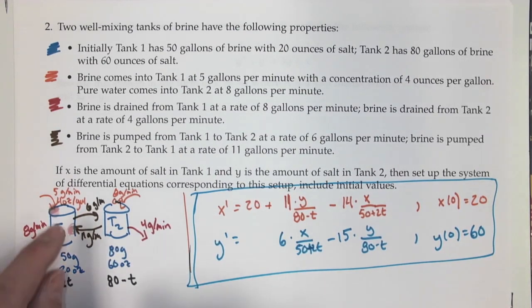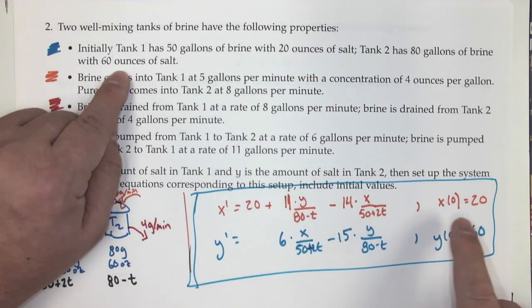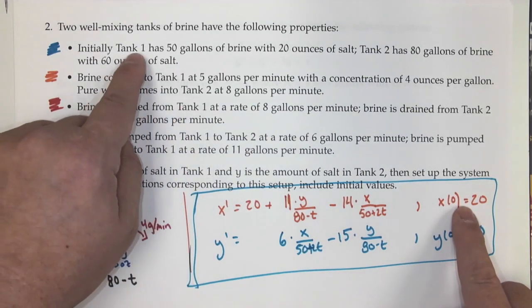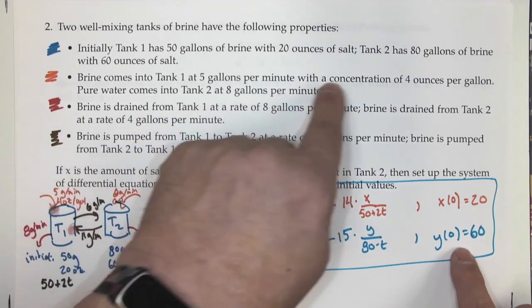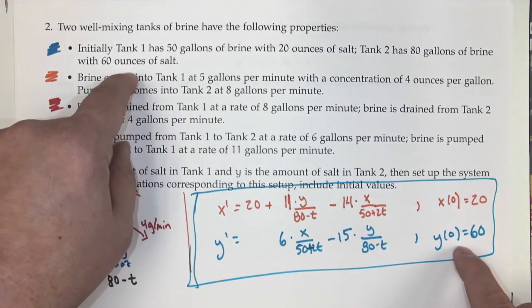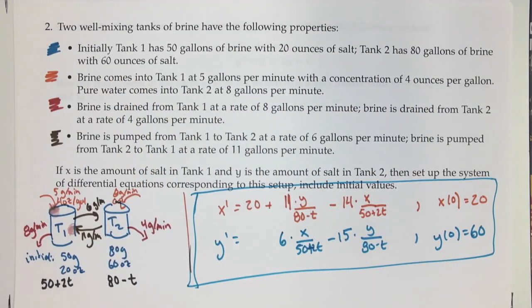Well, because we're going off the initial conditions, right? So x is tank 1. It initially has 20 ounces of salt. y is tank 2, and it has 60 ounces of salt. And so that's the difference.